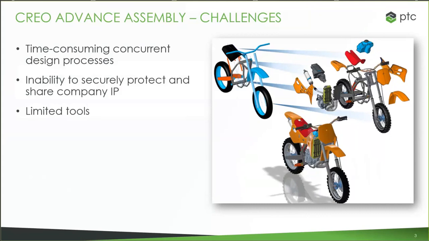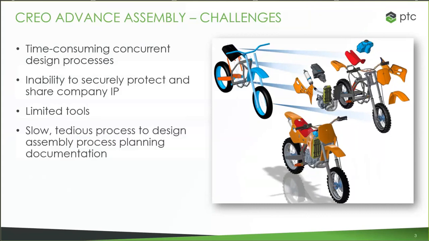because it's something that you need a specialty system for. It can also be slow and tedious to design this assembly process planning and documentation. So it's a very complex process to communicate the requirements, integrate data from design partners, and create all of this process planning documentation. So that was something that we needed to make sure was included as part of the spread of capabilities that Advanced Assembly was going to cover.